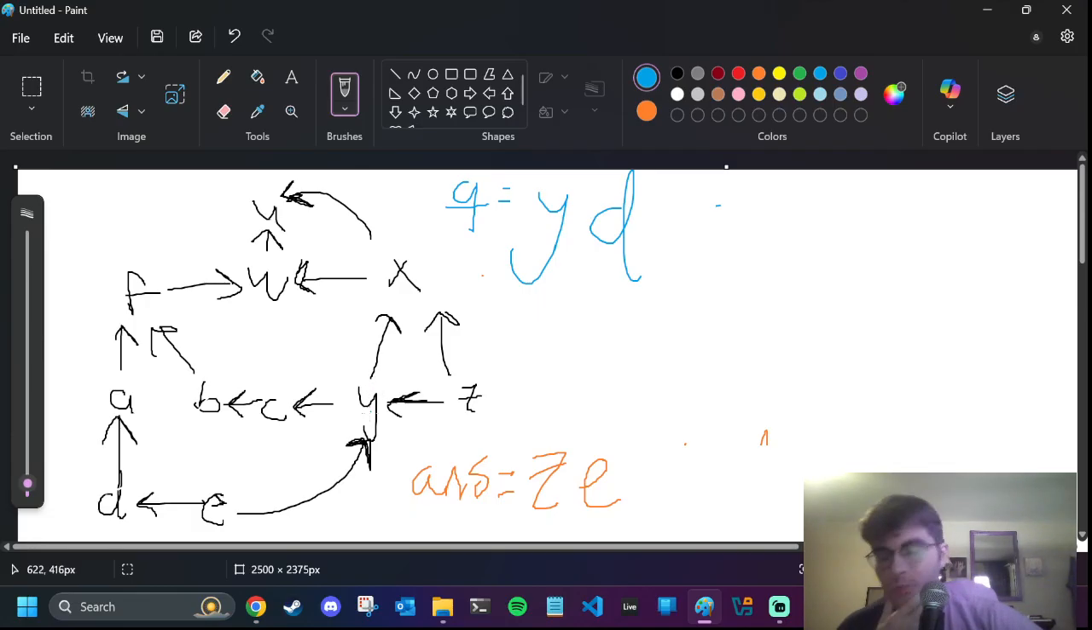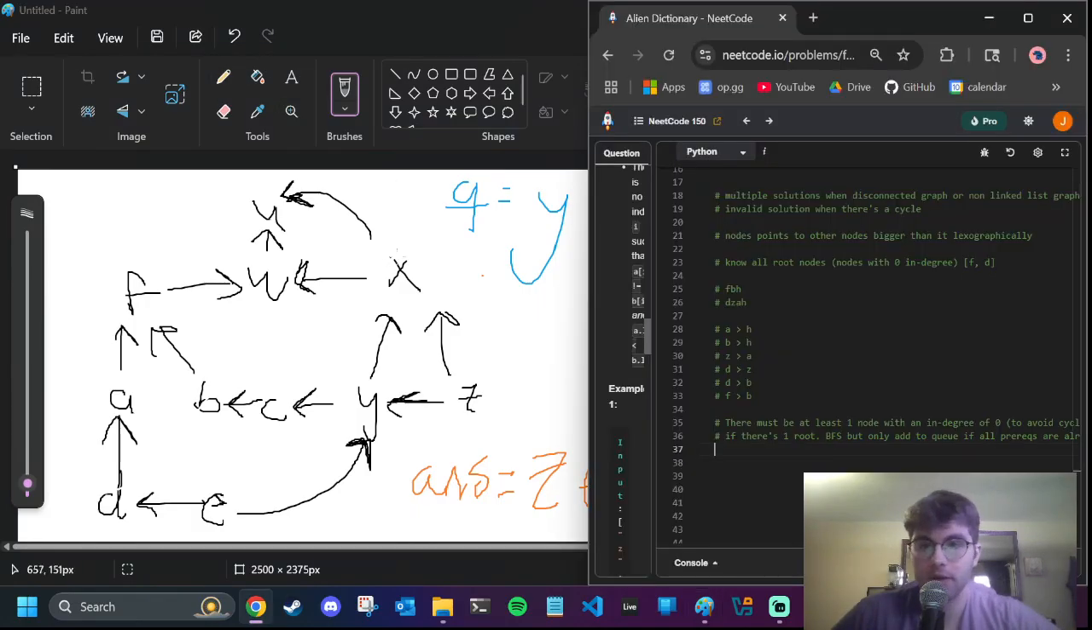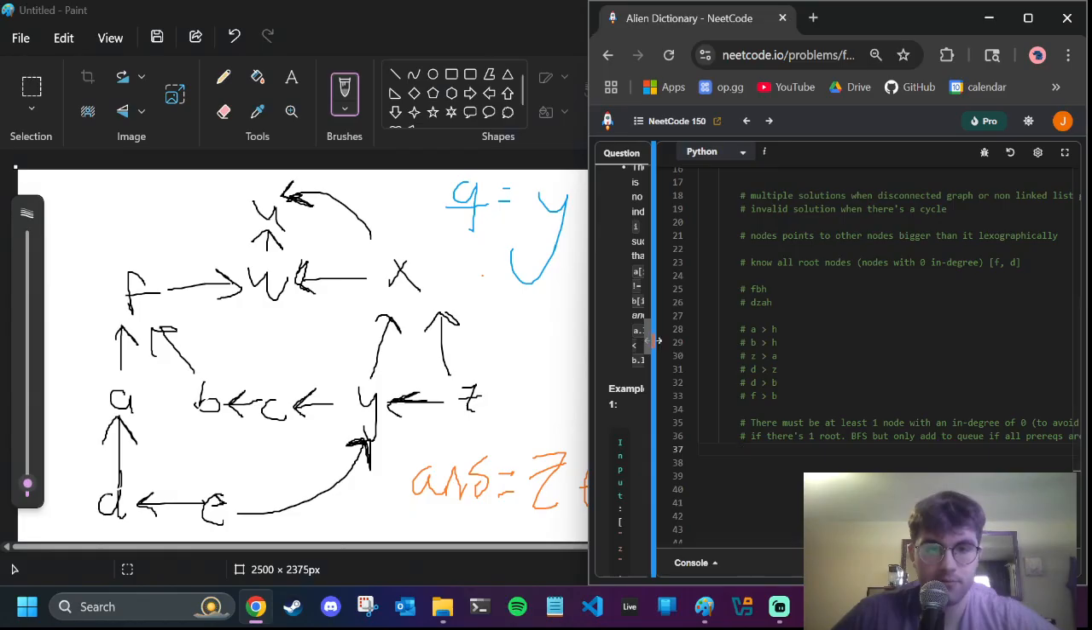Okay, so I'm wondering if that just works. Is it that you just add it to the queue if all of its prerequisites are met? Let's try it on the test case example.